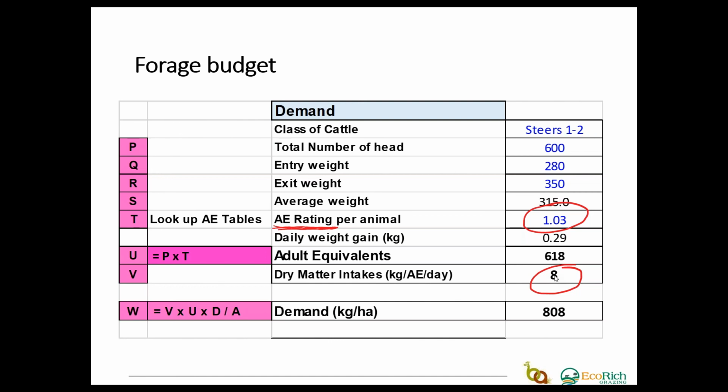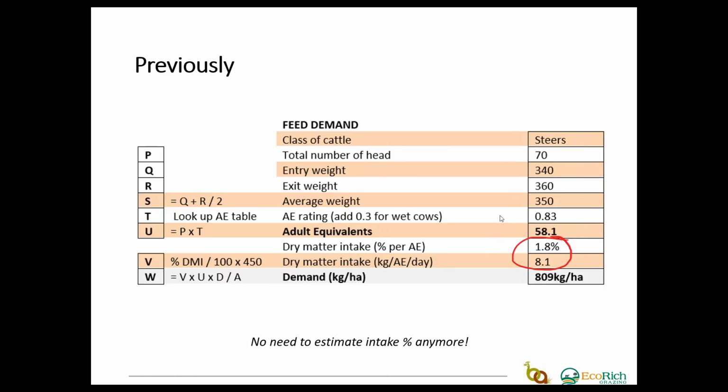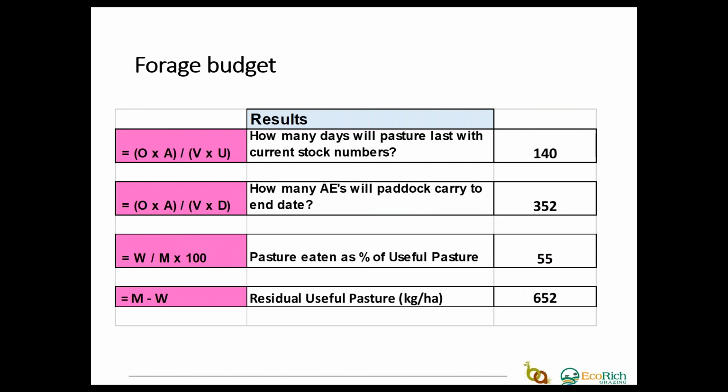In the past, we've put in intakes as a proportion of body weight, and it's always been a bit of a guess, but that's taken out of it now. Yeah, that's what this shows, that in the past, we've had to estimate what the intake is as a proportion of body weight to get a good dry matter intake. So that's been taken out of that forage budget. No need to estimate anymore. And the results section looks exactly the same as it has in the past. So not too much has changed, but the functionality of it will be much better.